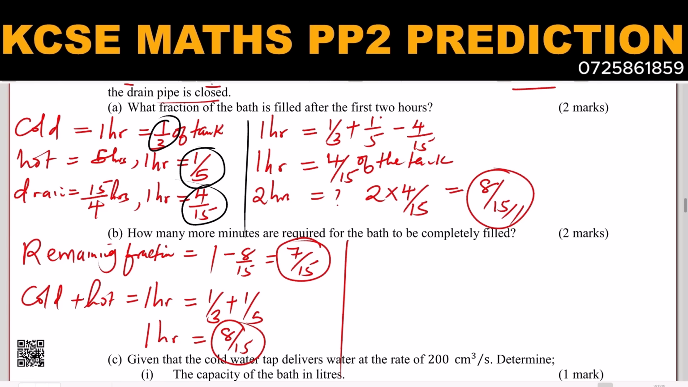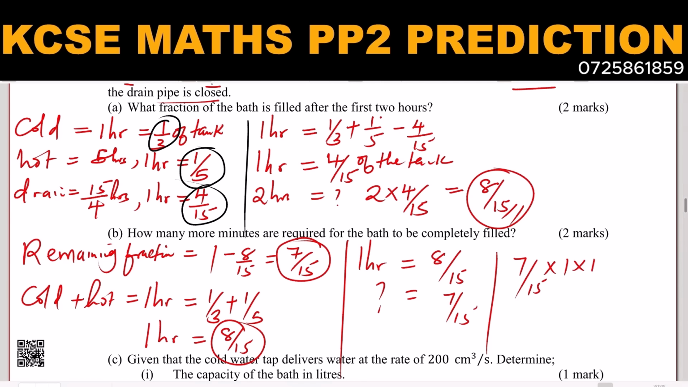So now what you need to do is that in 1 hour, hot and cold water taps will fill 8 divided by 15. So what about the remaining fraction, which is 7/15? How long will it take? So just cross multiply. So this one will be 7 divided by 15 multiplied by 1 times 15/8, like that. So this will give 7 divided by 8. That is the time, 7 divided by 8 hours.